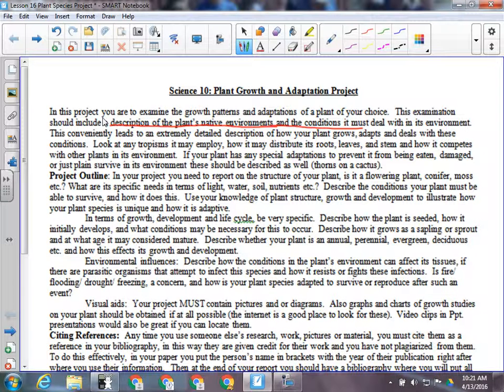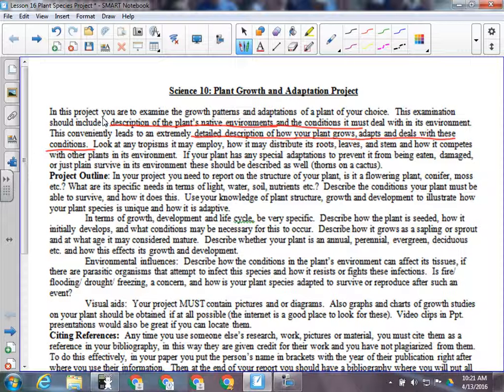Then we want a detailed description of how your plant grows, adapts, and deals with those conditions. So basically it's seeds like this. The seeds get spread out this way, and then they germinate, and when they germinate, they kind of need these conditions. As they grow, they're able to do this, or they require this, etc., as it goes along. Everyone follow on that?